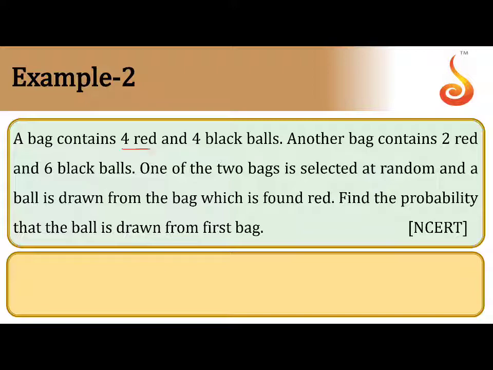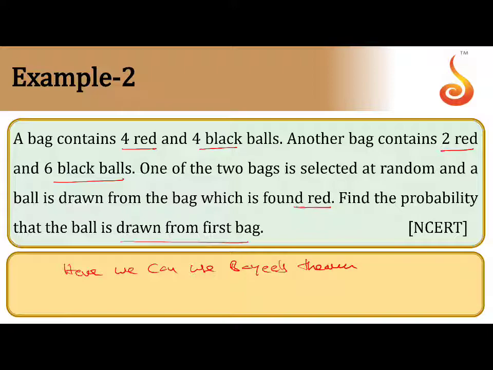The first bag contains 4 red and 4 black balls. The second contains 2 red and 6 black balls. One of the two bags is selected at random and a ball is drawn, which is found to be red. Find the probability that it is coming from bag 1 only. Here we can use Bayes theorem. So let us go for writing the steps.